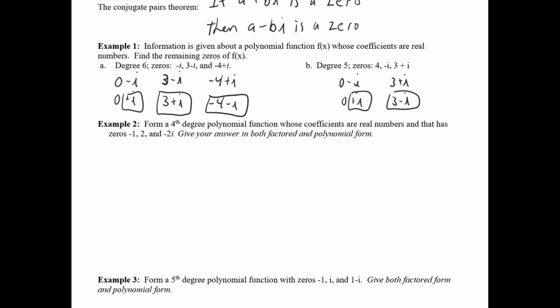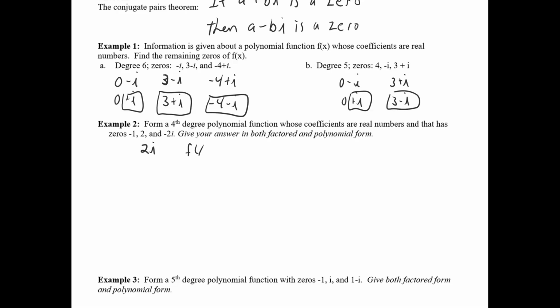So if we have a 4th degree polynomial function whose coefficients are real and has the zeros negative 1, 2, and negative 2i, let's find the polynomial in both factored and polynomial form. So first of all, if the negative 2i is a zero, the other one would be positive 2i. Okay, so now we're looking at our 4 zeros. And so we can actually write our 4 factors now.